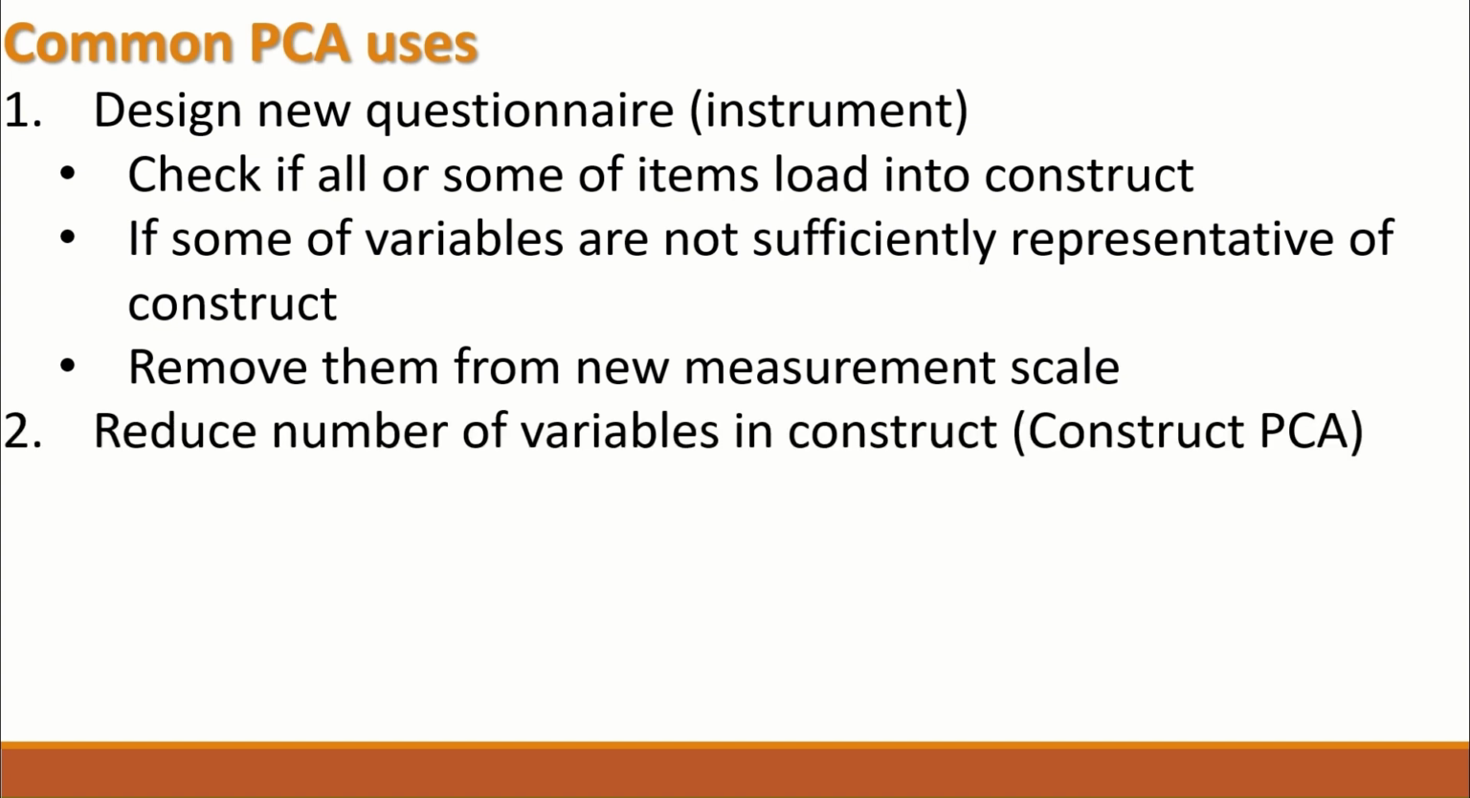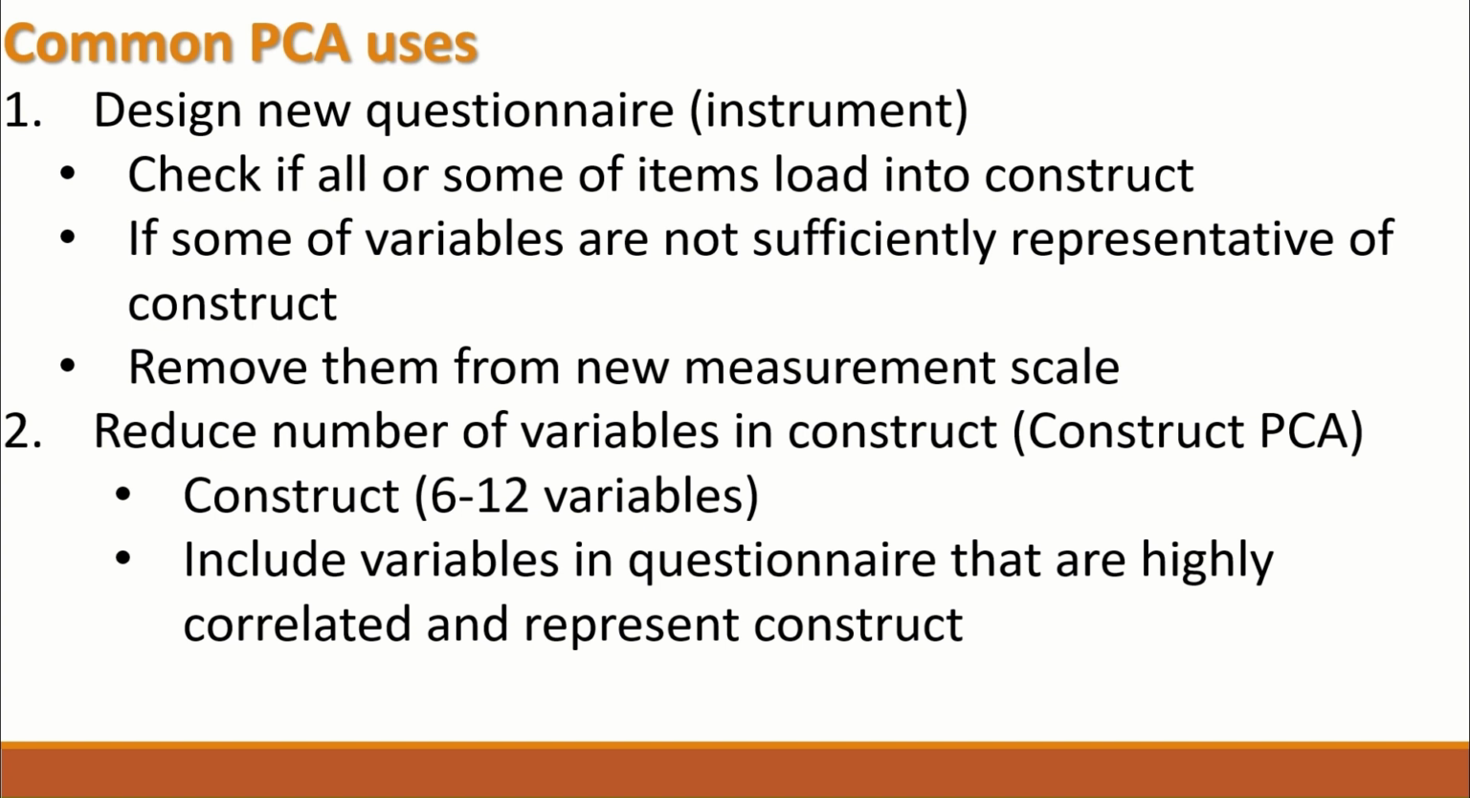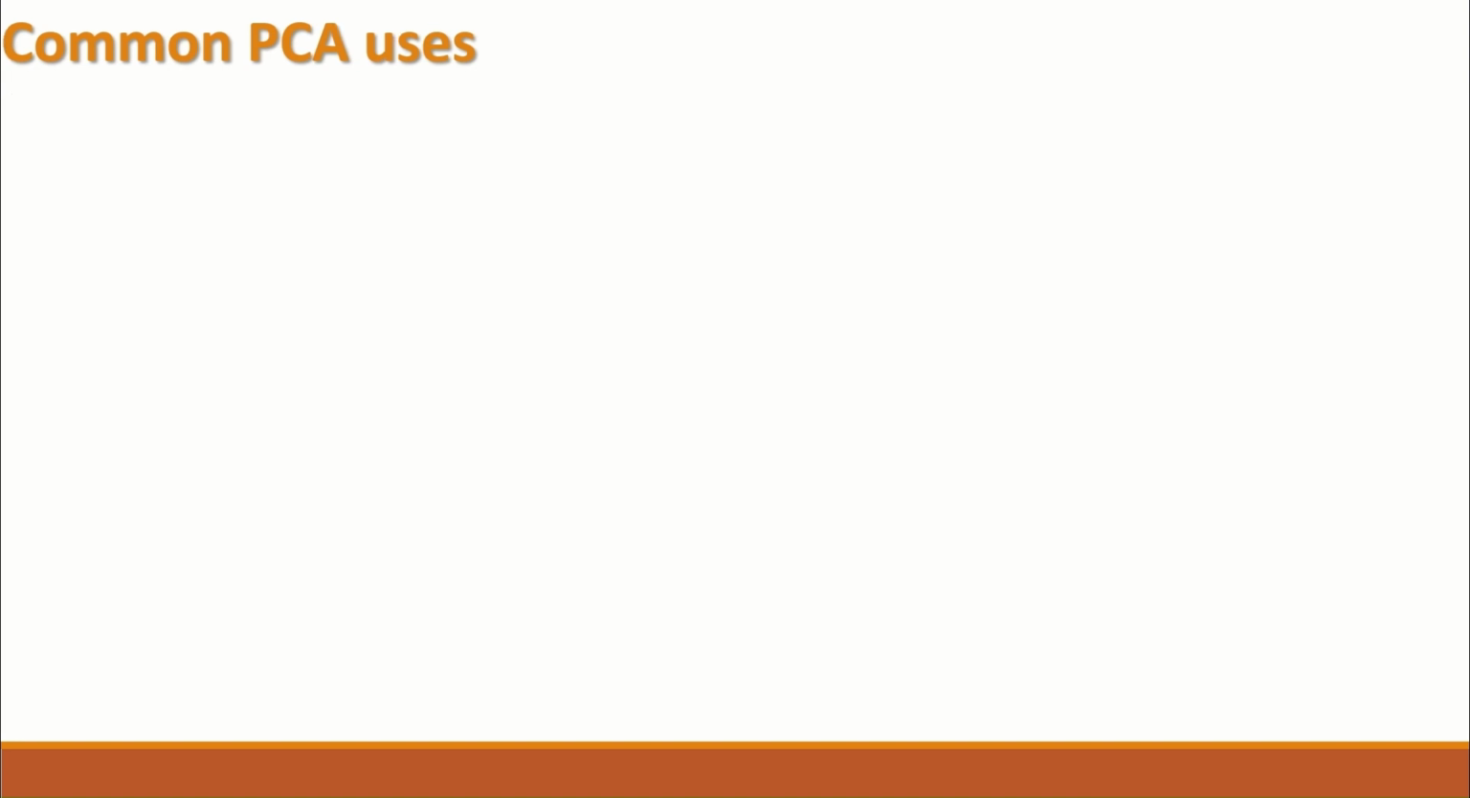The second use of PCA is to reduce the number of variables in a construct. So it is called construct PCA. If a construct consists of, let's say, up to 12 variables, then PCA can be performed to find out which variables within that construct, which is part of the questionnaire, are highly correlated and represent the construct.